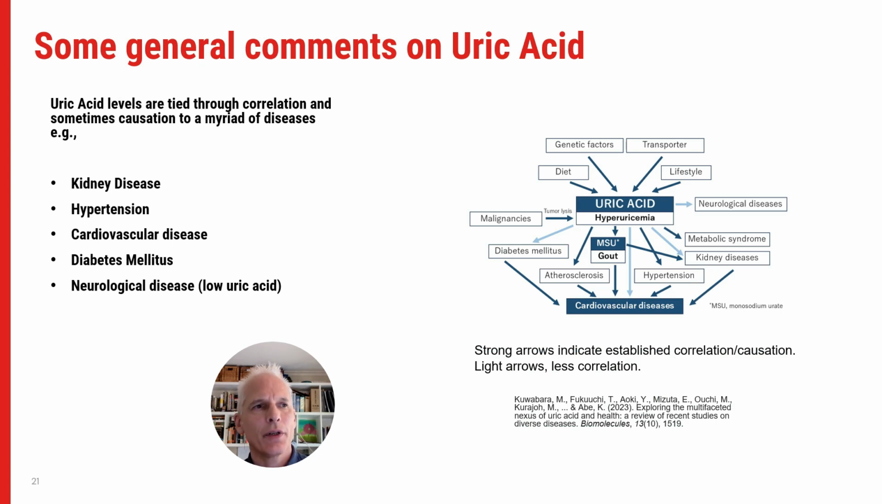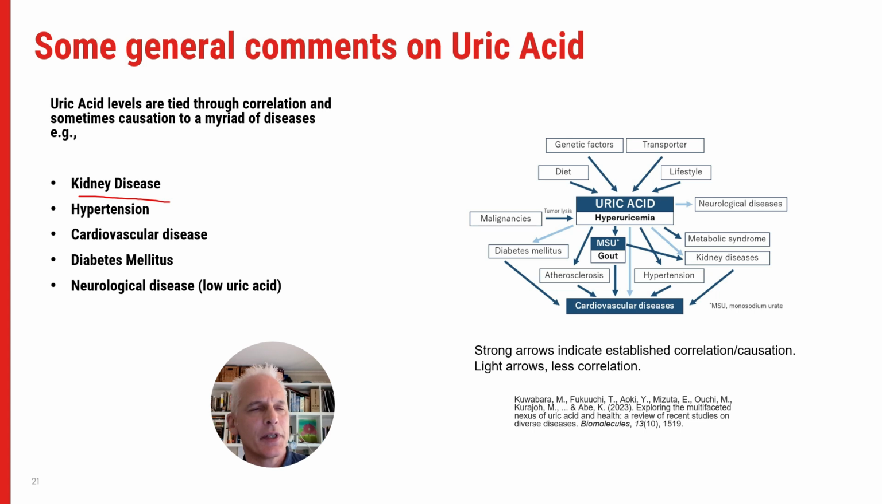So just some general comments on uric acid. Uric acid levels are tied through correlation and causation to a myriad of diseases. So high uric acid levels can be associated with kidney disease, and kidney disease, of course, can be associated with high uric acid levels. So they tend to work together. Uric acid can cause kidney damage, and kidney damage can cause high uric acid levels. So there is a strong correlation between the two. Hypertension is associated with hyperuricemia, cardiovascular disease the same, diabetes mellitus because of the metabolic syndrome, plus because of kidney function changes, can also be associated with hyperuricemia.